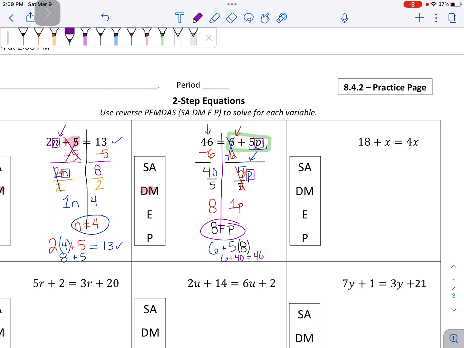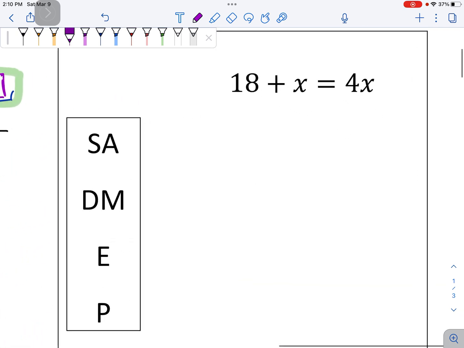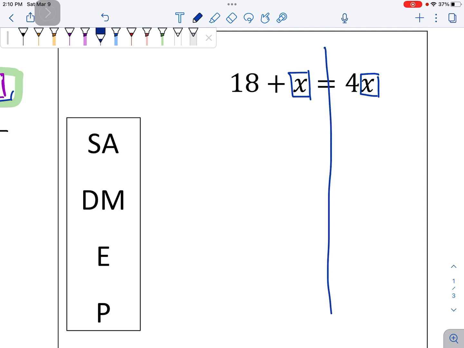All right, did you try the next one? Did you see, oh my goodness, look how complicated this is? It is complicated, and the difference is that we have letters, we have variables on both sides. Right? So I hope you boxed your x's and you made the wall. We're still going to solve the same way. We're still going to look for addition and subtraction.